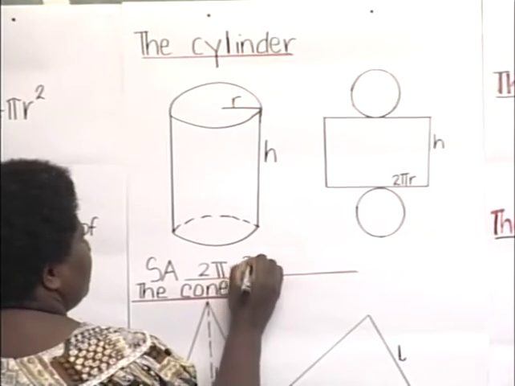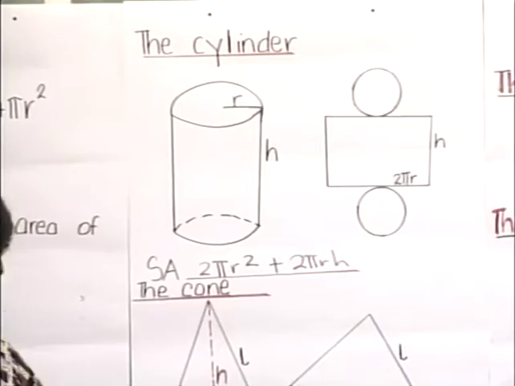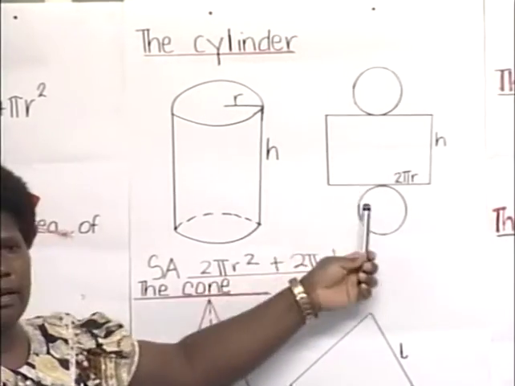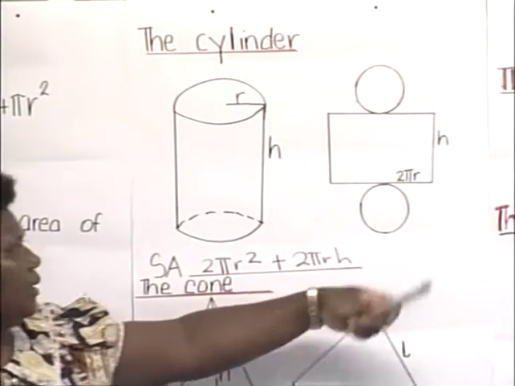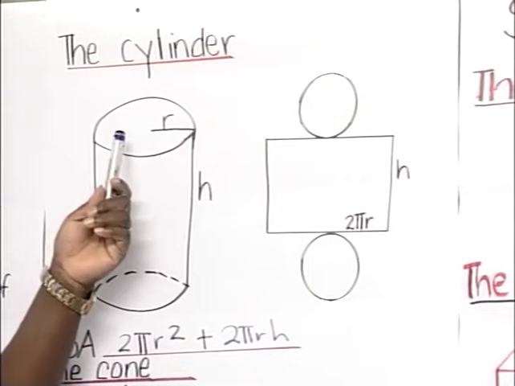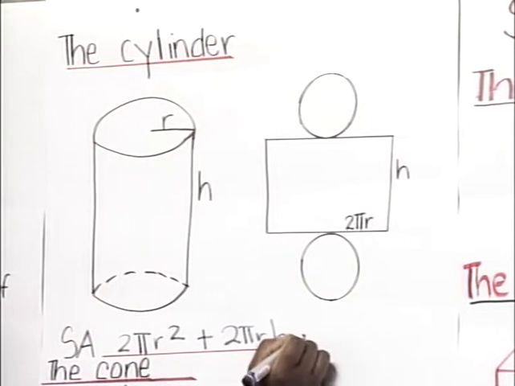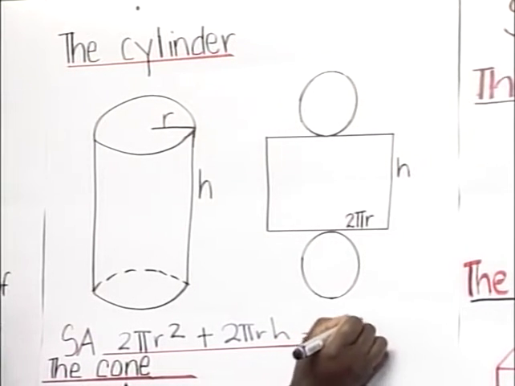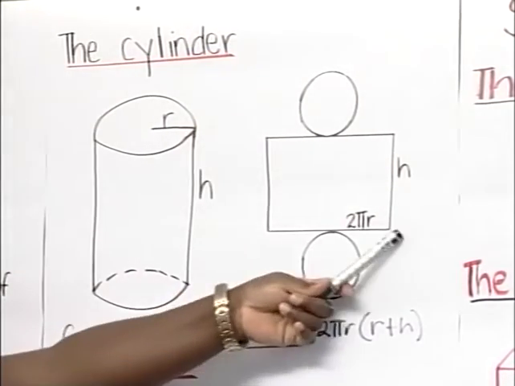It comes from 2 pi r squared plus 2 pi r h, where 2 pi r squared represents the two circular ends. And because this is a rectangle, the length is 2 pi r, which is the circumference of the top and bottom end of the cylinder, and then h is actually the width of the rectangle. So that's where you get 2 pi r times r plus h from. Again, it's made up of two circular ends and a rectangle.